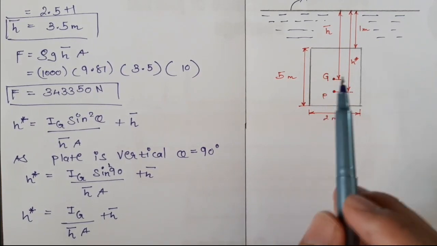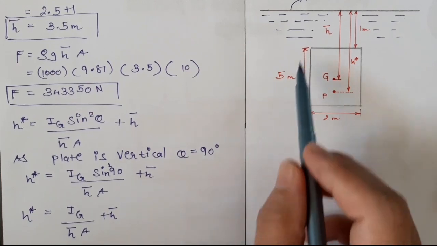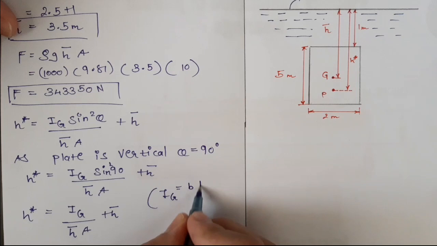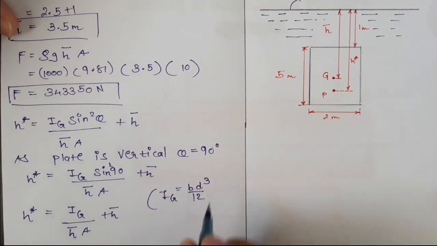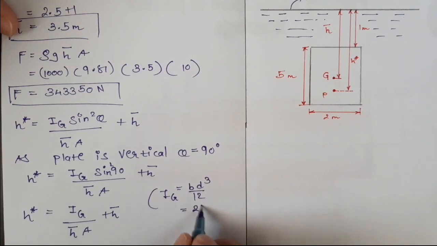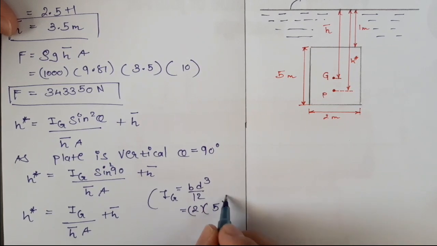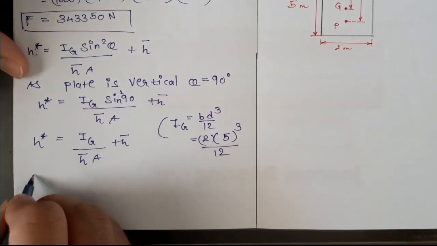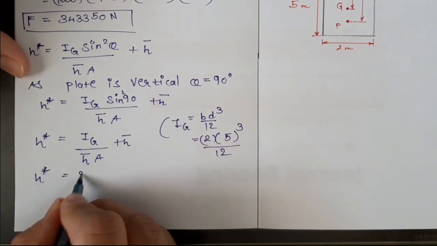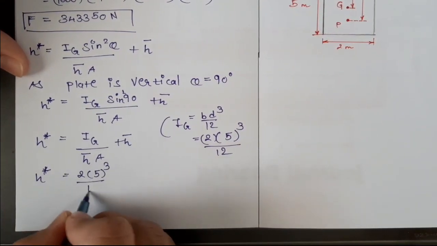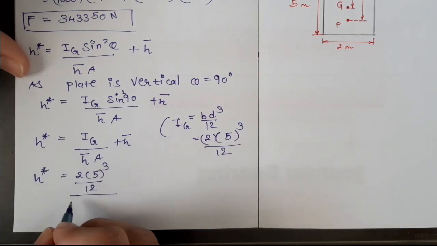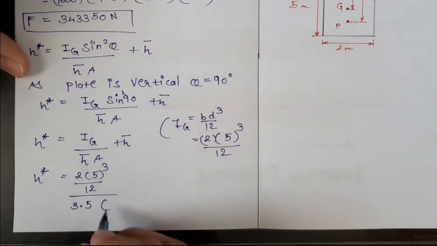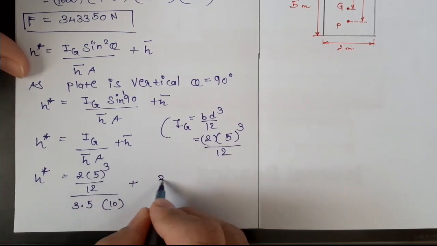Ig is BD cube by 12, where B is the base and D is the height. So Ig for a rectangle equals B into D cube by 12, where B is the base, 2, and D is the height, 5, divided by 12. So H star equals 2 into 5 cube divided by 12, upon H bar, which is 3.5, and its area will be 2 into 5, plus H bar 3.5.